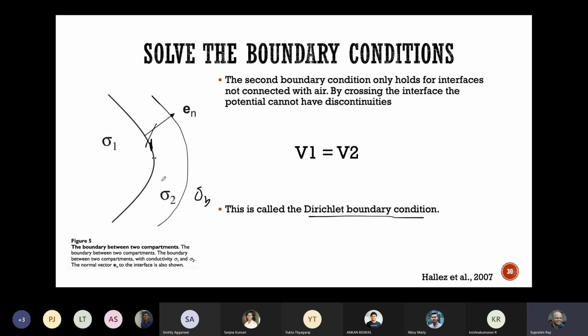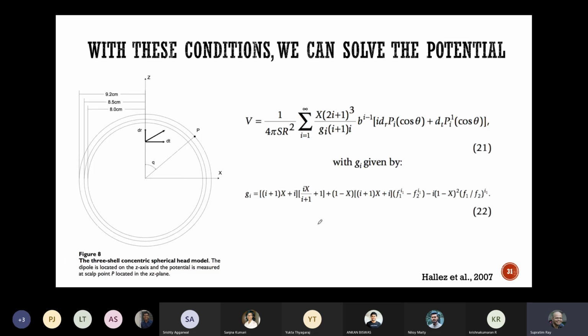And it turns out with these three conditions, you can work out what the voltage is going to be if I put a dipole somewhere here. What the voltage is going to be somewhere there on the scalp, any location on the scalp. You can solve these and get to it. Unfortunately, the solution is very complicated.